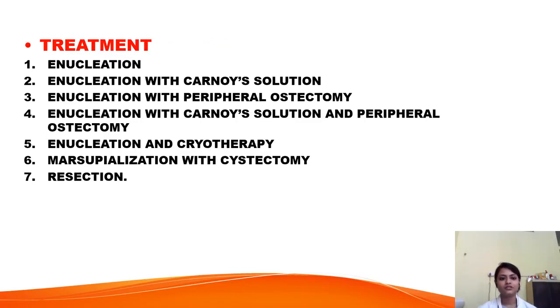Last is the treatment. There will be enucleation. We can do enucleation with Carnoy's solution. Carnoy's solution we use in OKCs mainly. Options include enucleation with peripheral ostectomy, enucleation with Carnoy's solution and peripheral ostectomy, enucleation with cryotherapy, marsupialization with cystectomy, and sometimes it also includes resection.